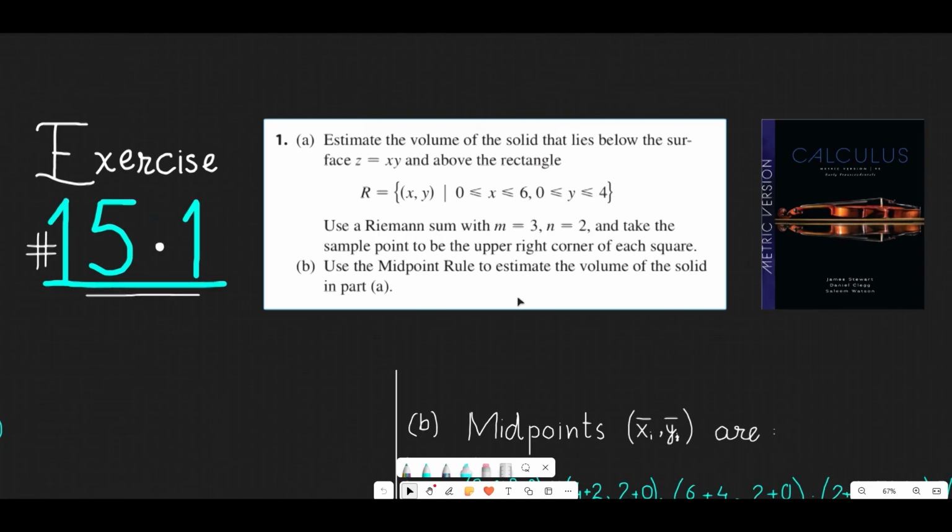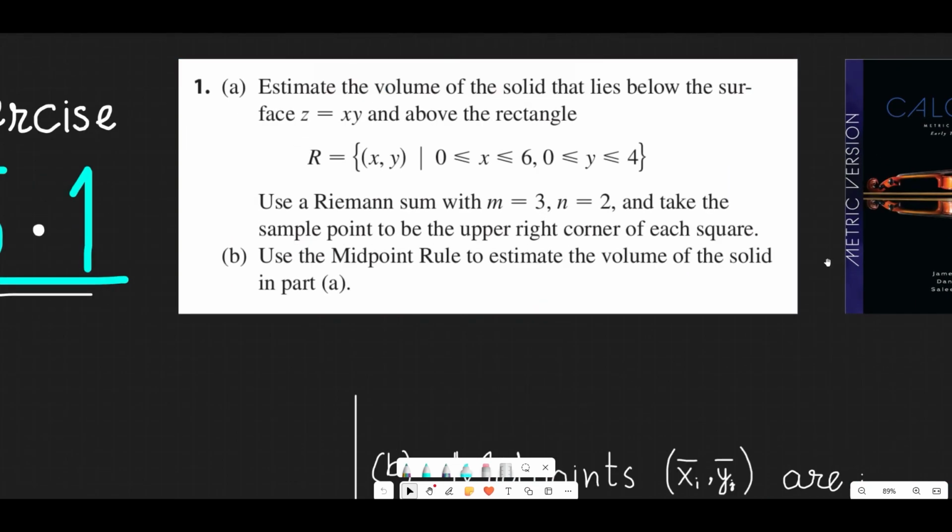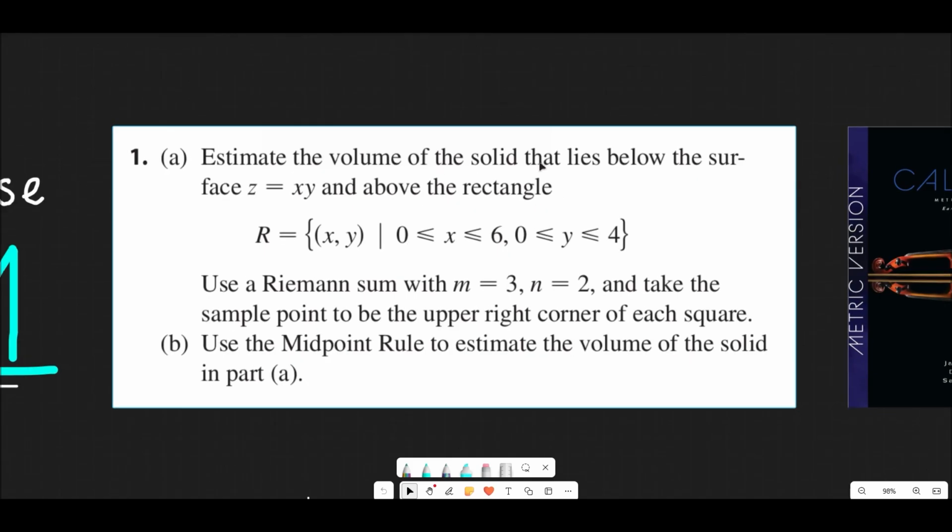So now let's jump to the question. The question says, estimate the volume of the solid that lies below the surface z is equal to xy and above the rectangle R containing every point xy where x is greater than or equal to 0 and smaller than or equal to 6, which means x is from 0 to 6 on the number line.